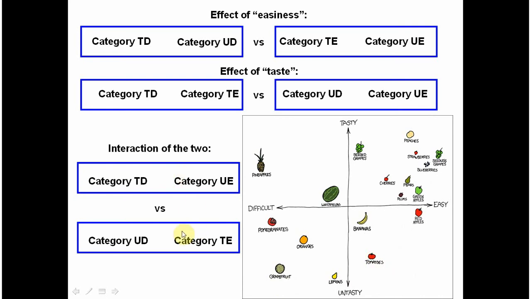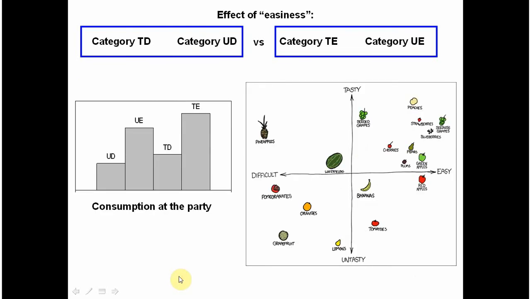The interaction is a bit more complex. On one side you collect tasty difficult and untasty easy, and on the other side the rest of the groups. I will show you examples of the positive outcome of those contrasts.